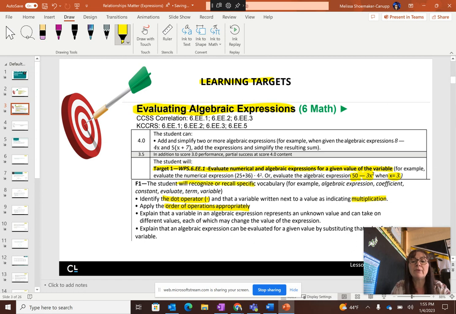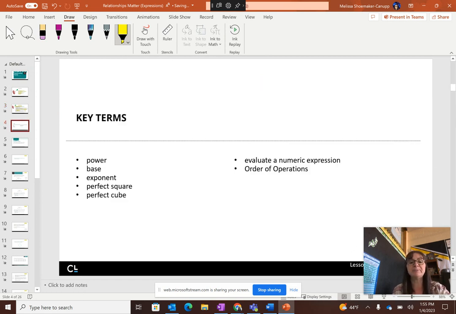And learning some vocabulary. Okay, speaking of vocabulary: base, power, exponent, perfect square, perfect cube, evaluate, and I'm just going to tell you evaluate means to solve. And then we have order of operations. Those are the words that you're going to be listening for, that you pause and put in your glossary.